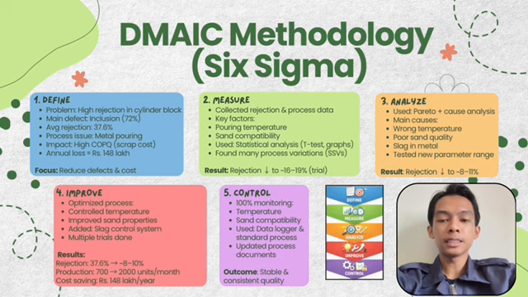The fourth phase is improve. In the improve phase, solutions were implemented. The company controlled the temperature, improved the sand properties, and added a slag control system. As a result, the rejection reduced from 37.6% to around 8 to 10%. Also, the production increased from 700 to 2,000 units per month.